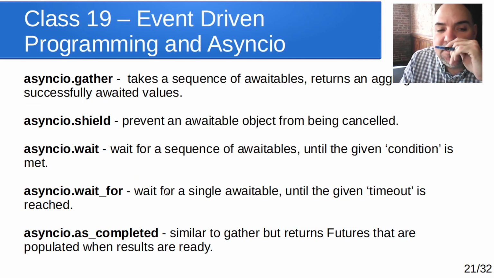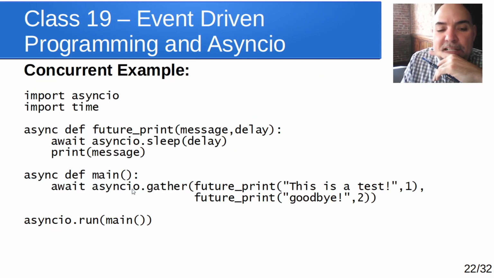And if you remember what gather did, it takes a sequence of awaitables and returns a list of successfully awaited values. So in other words, rather than just one of these, it's taking a sequence of them. And here we have two future prints, and it's starting them at the same time. In other words, these are now concurrent. And then we do asyncio.run, and we're running, in this case, this async function main, and it's going to be overlapping these.